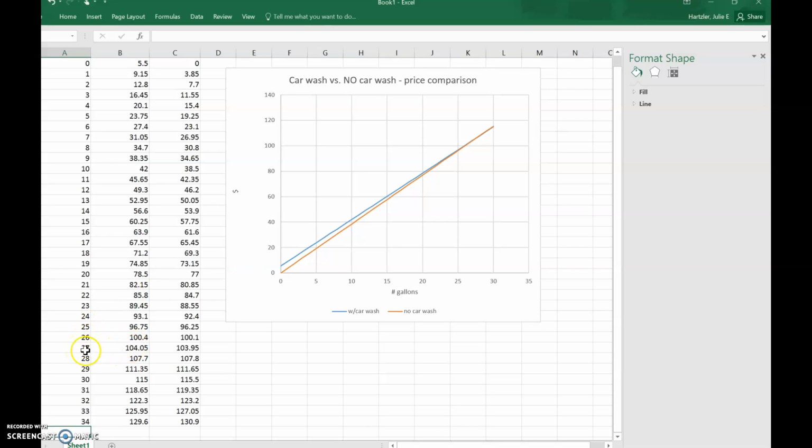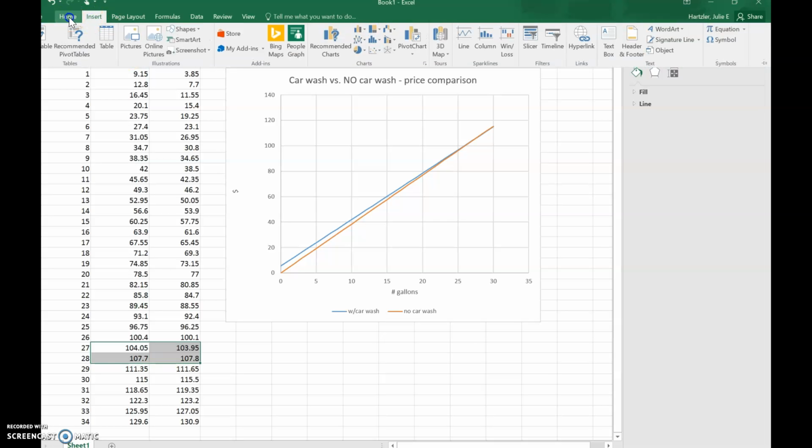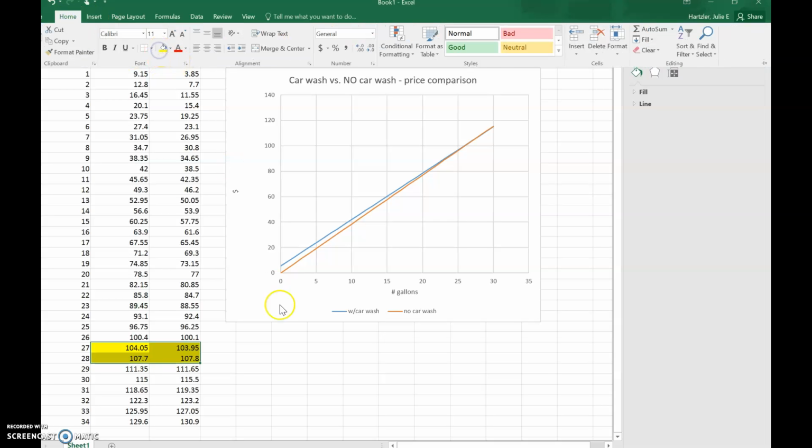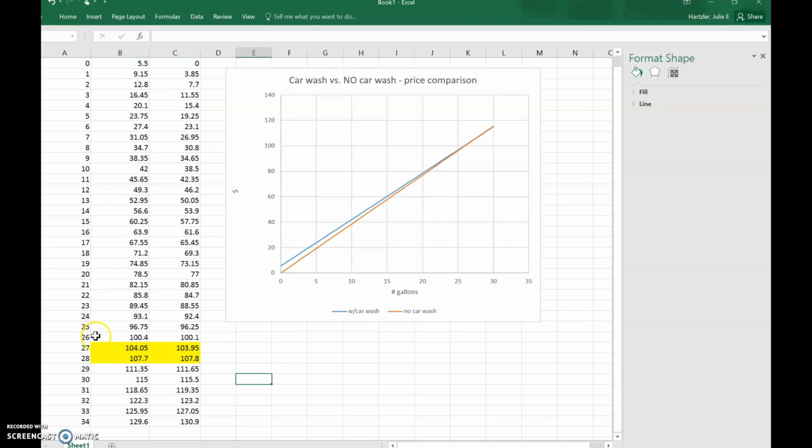Now on the chart, I could put 27.5, but another way to tell is if you look right in here, let's see if I can highlight that. All right, if you look between 27 and 28, you can see this one's more expensive and this one's cheaper.